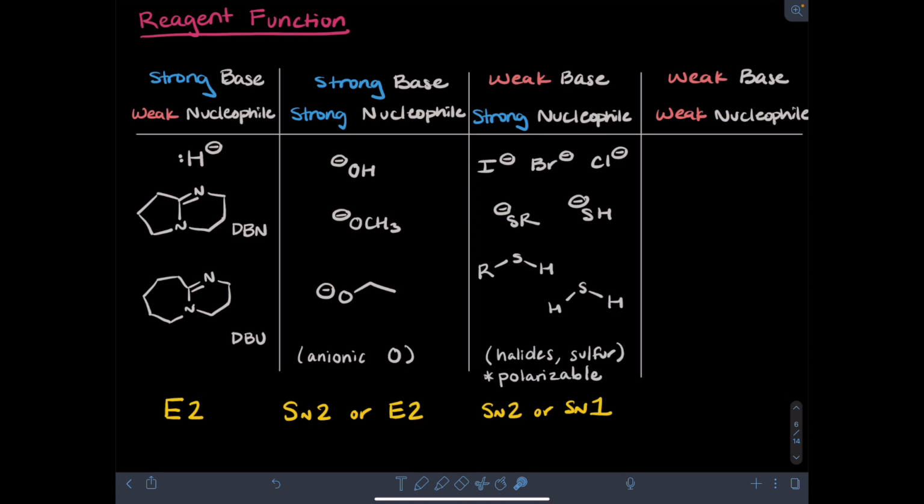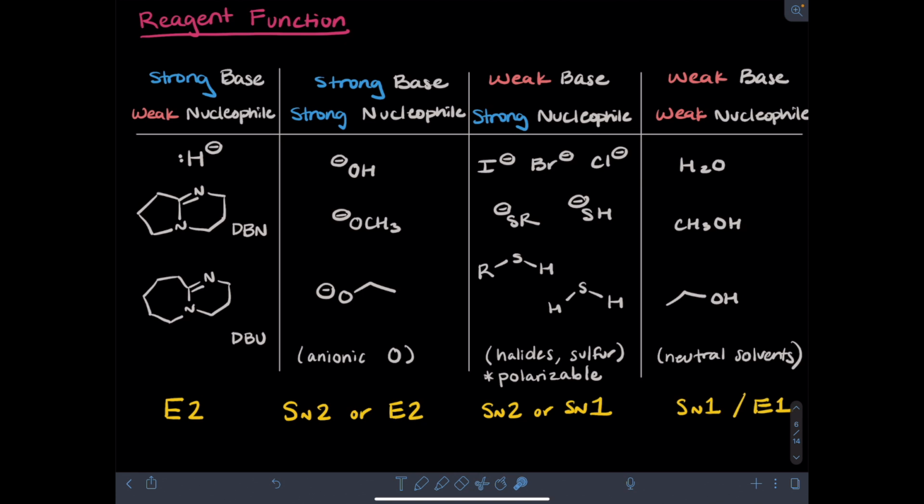Some reagents are weak bases, and yet they are strong nucleophiles. These include the iodide, bromide, and chloride anions, and sulfurs that are either negatively charged or neutral. These are halides, which hold negative charge really well, or they are sulfur, which is really large and spreads out the electron density over space really well. These reagents that are strong nucleophiles and weak bases will favor substitution reactions, but whether it's SN2 or SN1 depends on the alkyl halide structure.